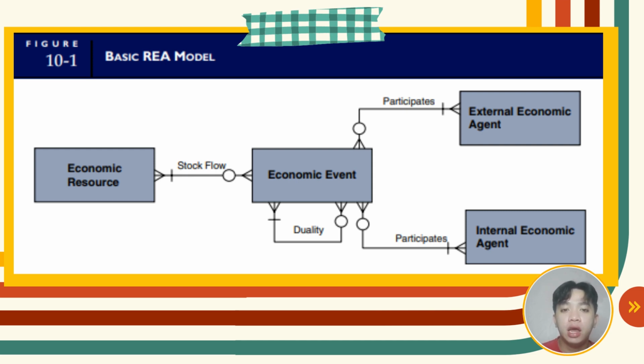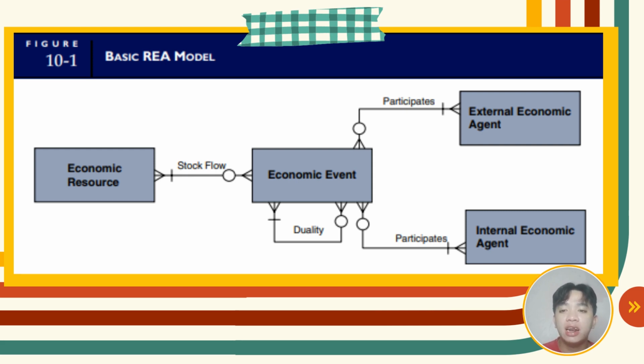Next is economic event. As I said earlier, it is the cause of changes, increase and decrease, in resources. Then the duality. Duality means each economic event is mirrored by an associated economic event in the opposite direction. Next is participate, an external economic agent or an internal economic agent.